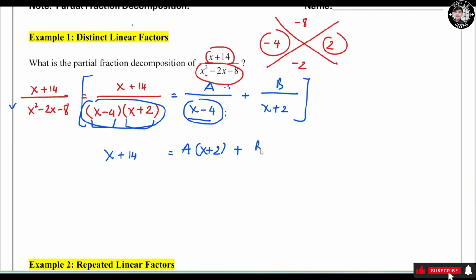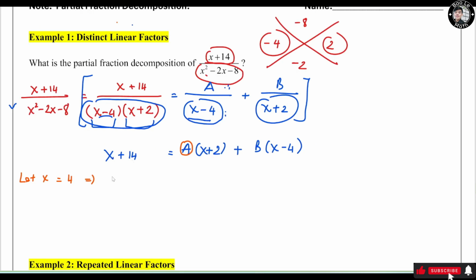Plus b, this one right here, I miss s minus 4, right? So I multiply by s minus 4. In order to solve for a, I need to eliminate b. In order to eliminate b, I need to let s equal 4, because 4 subtract 4 equals 0. So I'm going to let s equal 4, then substitute 4 for s over here.